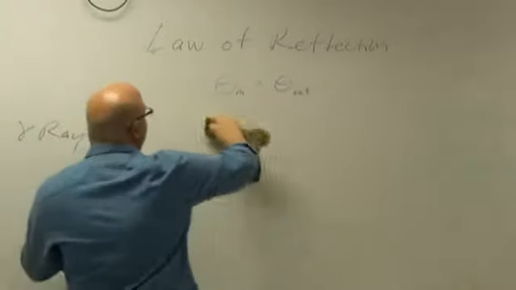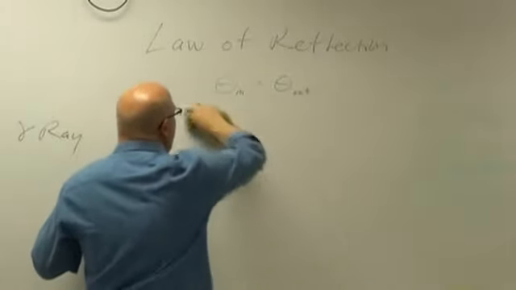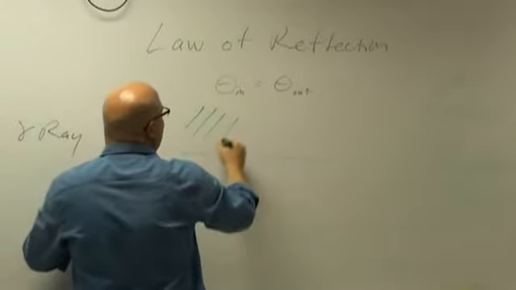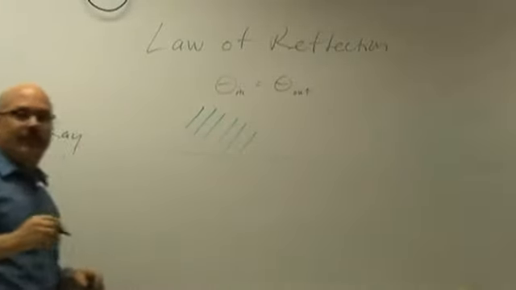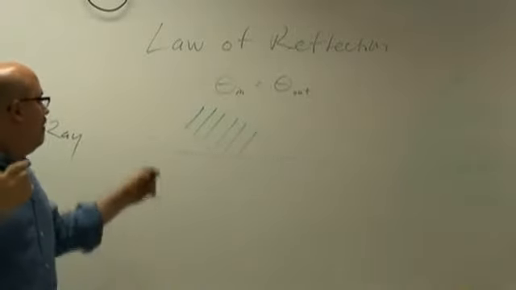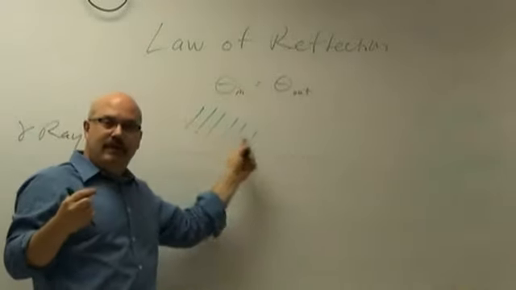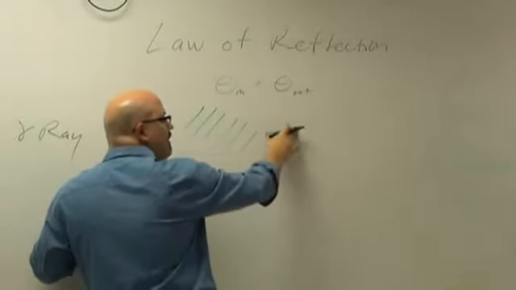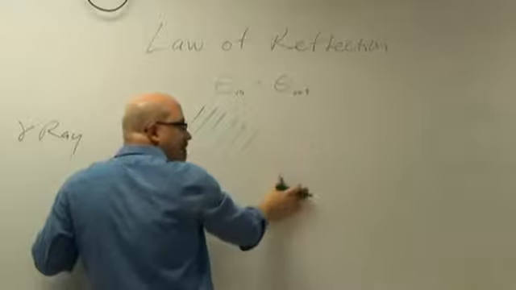Now, there are two ways to draw a wave. You can draw the wave front, like the waves coming in like this, and then it hits this boundary. This is the original medium. This is medium number 2.